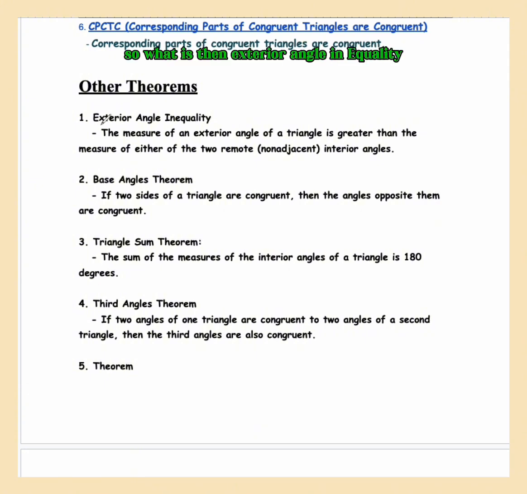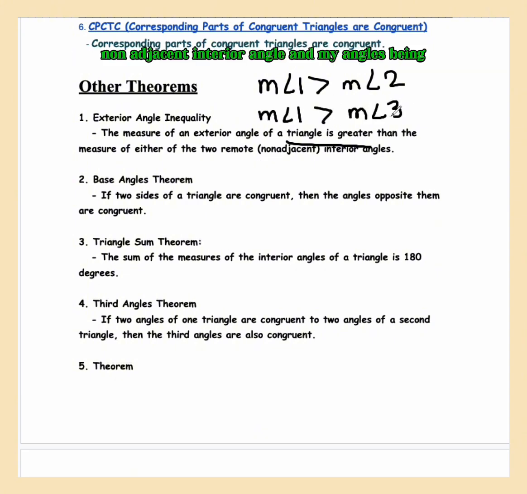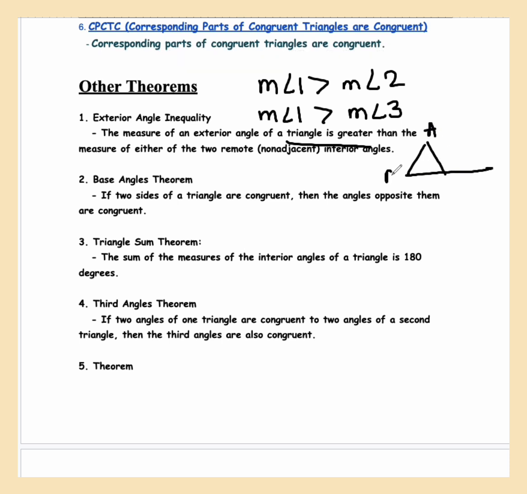So what is the exterior angle inequality? The measure of an exterior angle of a triangle is greater than the measure of either of the two remote non-adjacent interior angles, my angles being 1, 2 and 3.